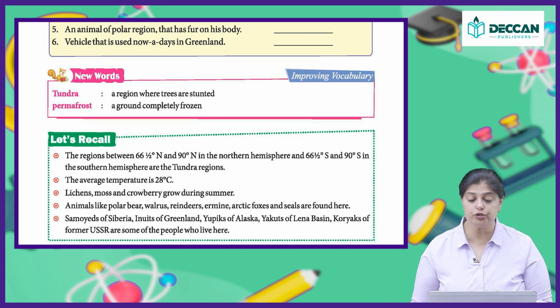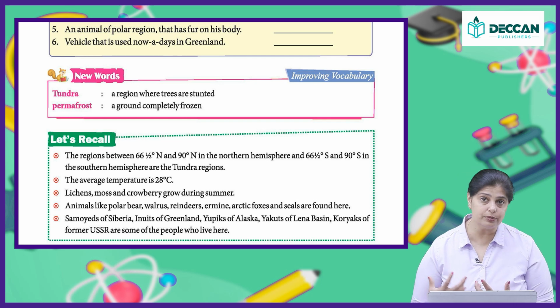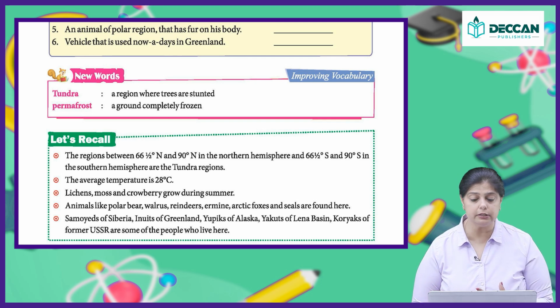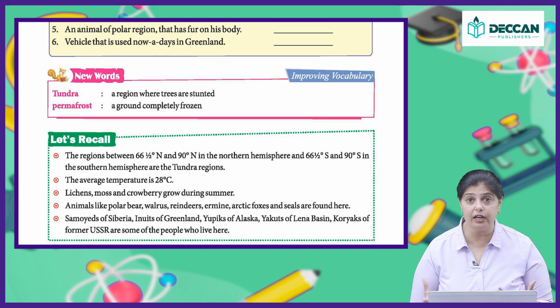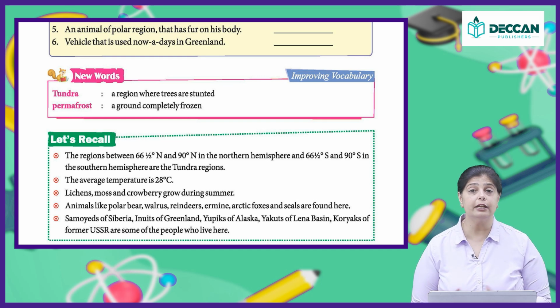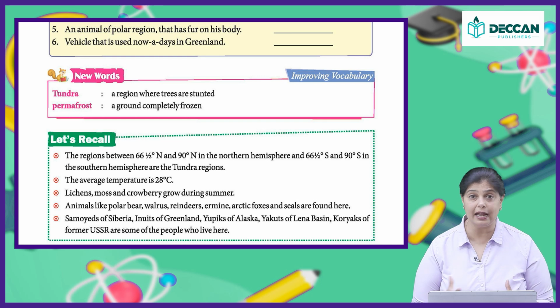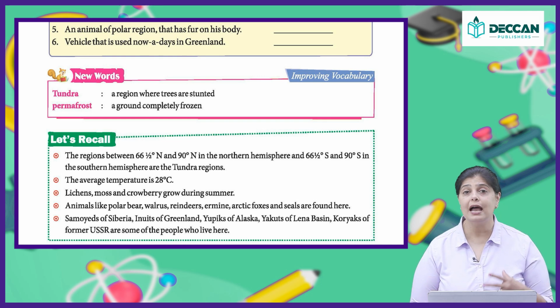Average temperature goes to minus 28 degrees Celsius. You have lichens, moss and crowberry that grow during the summertime. That is when there is a little bit of sunlight, and that's when the snow melts a little bit. You do not have very high trees out here. Animals like polar bear, walrus, reindeers, ermine, Arctic foxes and seals are found here. We all know that there is not much vegetation, and people over here are non-vegetarians, and they can also eat the raw meat of the animals.